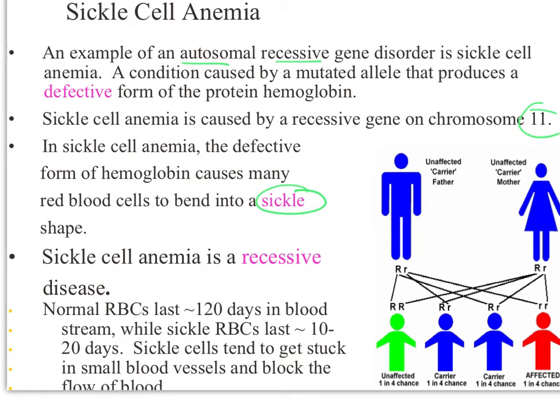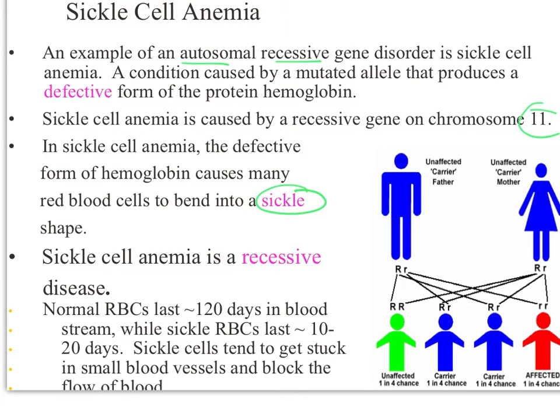Because the red blood cells are shaped into that sickle shape, they cannot pass through all the little teeny tiny spaces in the blood vessels like they need to. That means those red blood cells die much sooner, so that causes you to be anemic and have low red blood cells. They also get stuck and cause little micro blood clots, and they block the flow of blood.